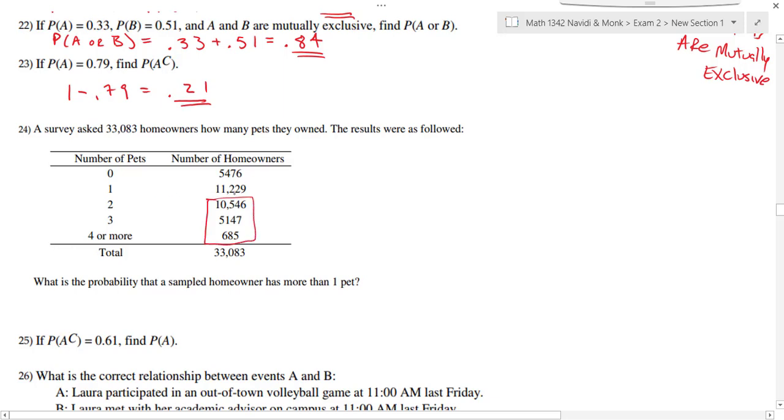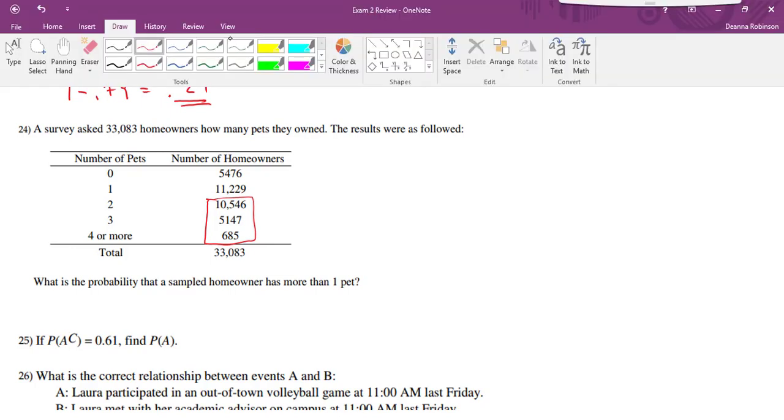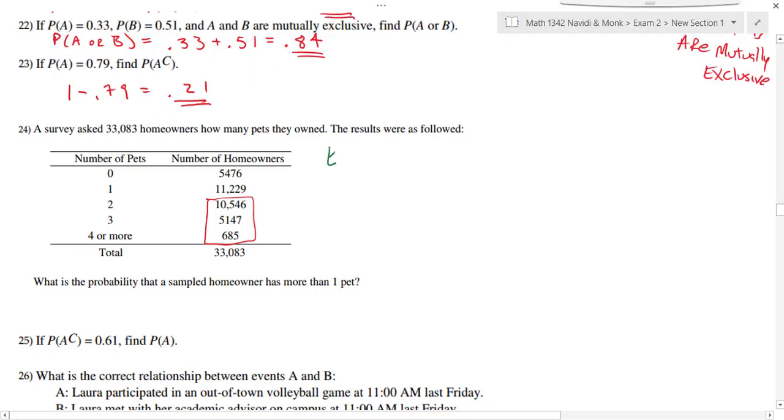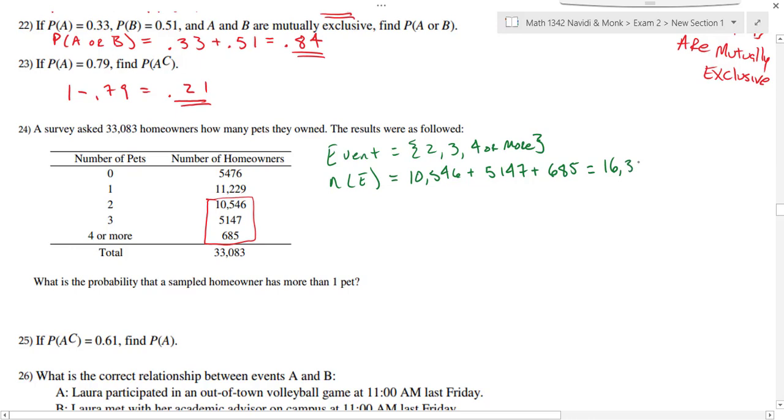You can either find this probability using the complement or straightforward approach. Which approach do you prefer? Straightforward? Using the straightforward approach, our event is going to be equal to either 2, 3, or 4 or more. To get the number of elements in my event, I need to add together 10,546 plus 5,147 plus 685. And what do you get when you add those together? Has somebody done that? 16,300 what?